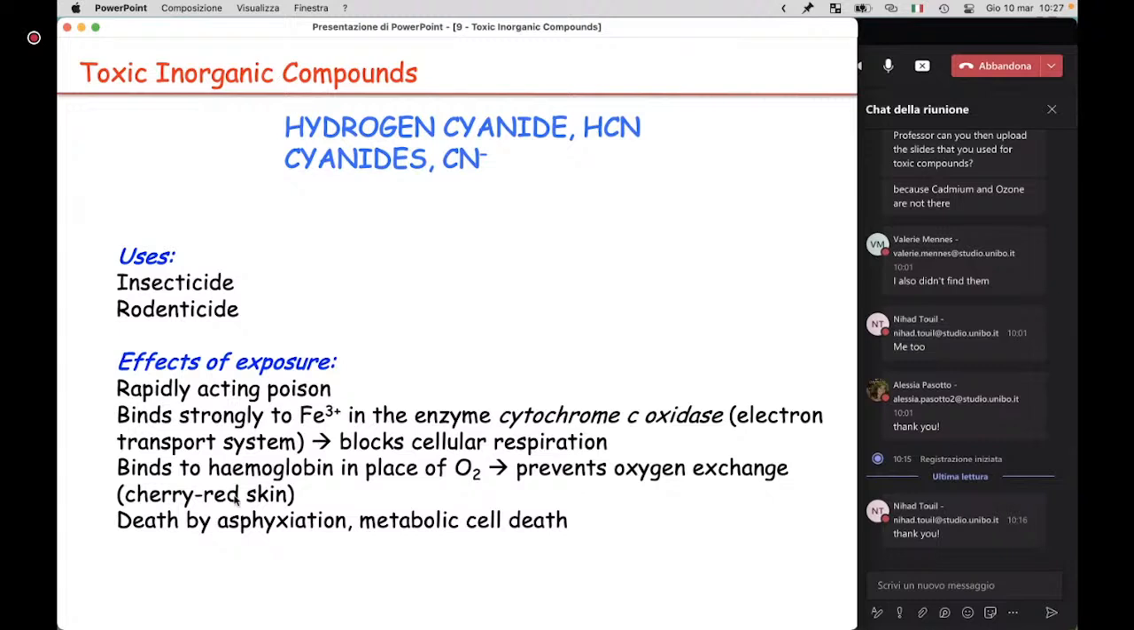And you can see from this that both mechanisms involve respiration. Okay, so this blocks cellular respiration, and this one blocks cellular respiration by preventing the arrival of oxygen to tissues. So you may imagine that those two mechanisms together are synergic in causing toxicity and, of course, asphyxiation and finally death.